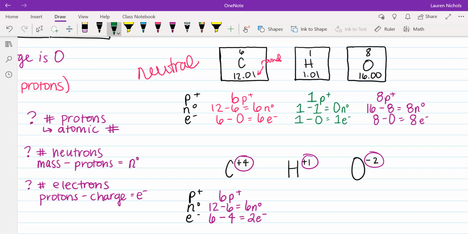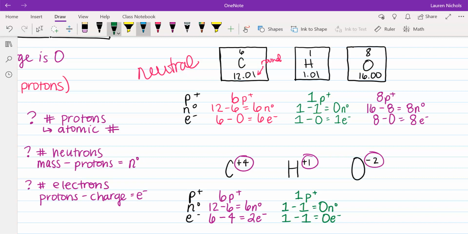Let's take a look at hydrogen. Hydrogen, again, still only has 1 proton, and that's because in order for it to be hydrogen, it has to have 1 proton. And for our neutrons, again, we take the mass of 1 and subtract our 1 proton, and that gives us 0 neutrons. And for our charge, we take our 1 proton and subtract 1, because that is our charge, and it is equal to 0 electrons. So this particular atom of hydrogen has only 1 proton.